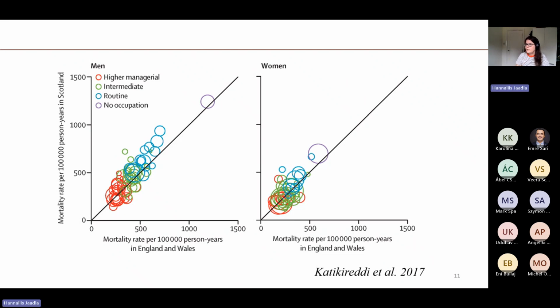So I think those are the main takeaway points. That's one of the ways to show differences by socioeconomic group with your data using occupational data. And let's move on.